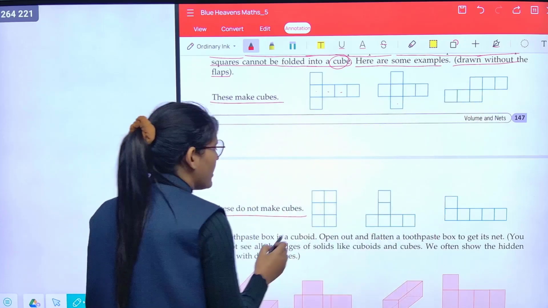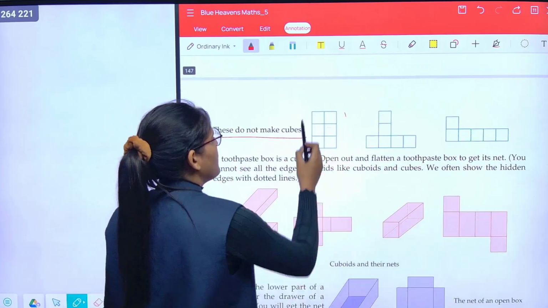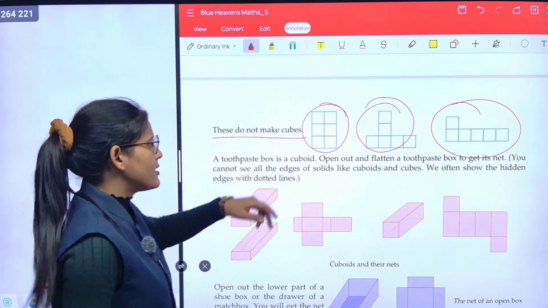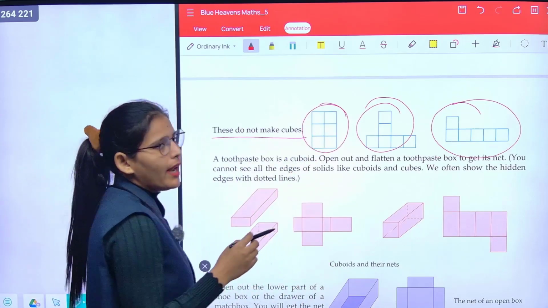Now, these do not make cubes. A cube cannot be made from these, class. See, they also have 6 squares, but these do not make cubes.